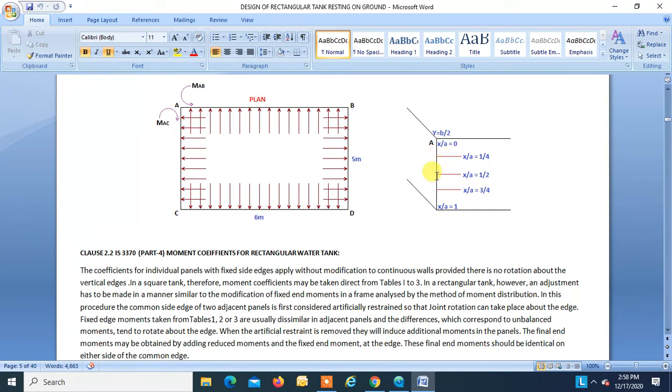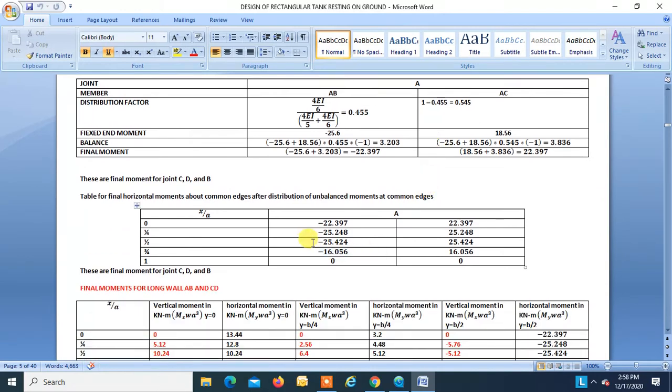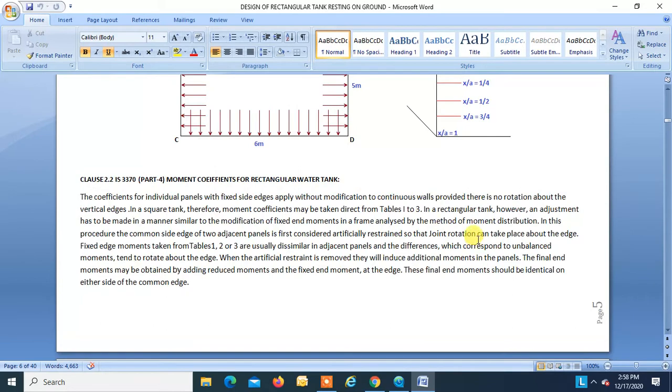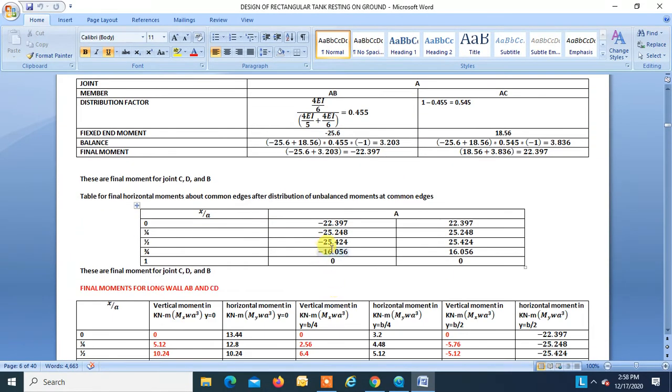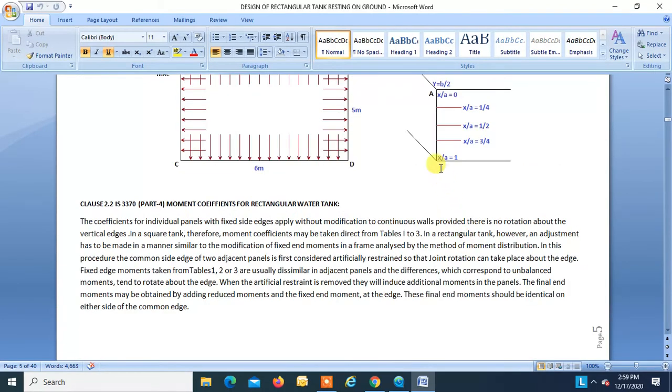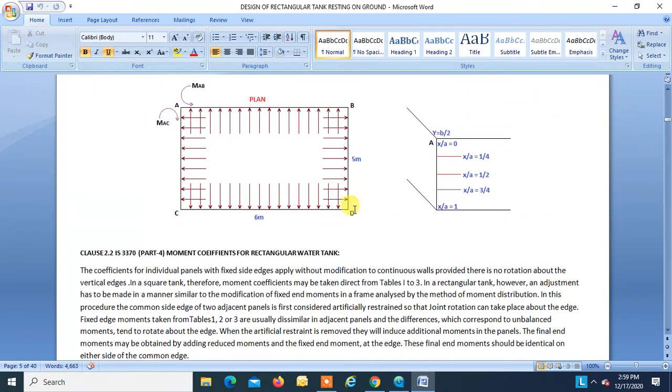Similarly at this point you get the final moment as 25.424, 25.424. Similarly over here at this point you get the final moment as 16.056, 16.056, and over here it is 0, 0. Okay, so this is how we find the final moments at different locations for x by a. And that is for joint A, right?